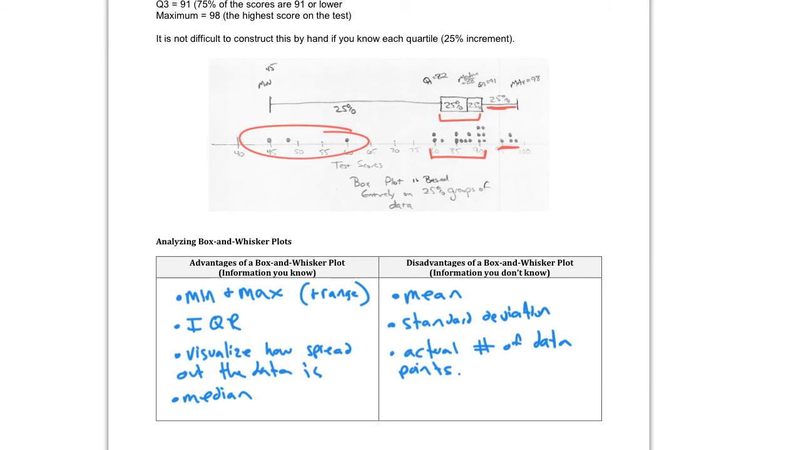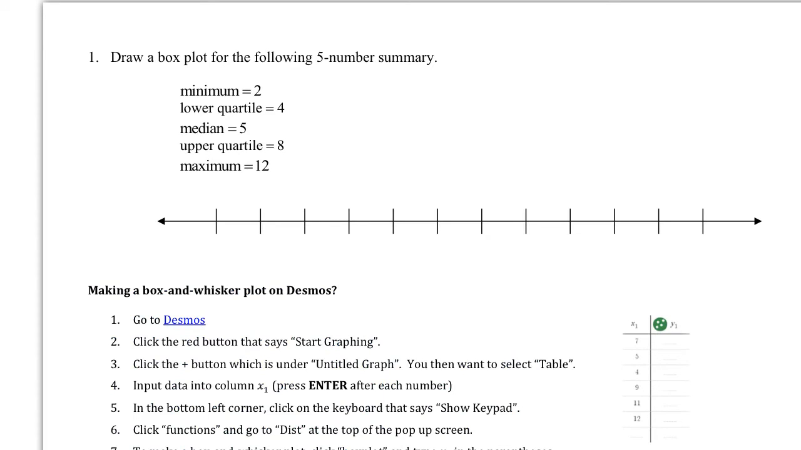All right, we got one more page to do here. So on this last page, we are going to first just practice making a box and whisker plot. We're given some data here. We're told the 5-number summary basically, and in that 5-number summary the minimum is 2, then Q1, the lower quartile, is 4, median 5, Q3, which is the upper quartile, is 8, and the max is 12.